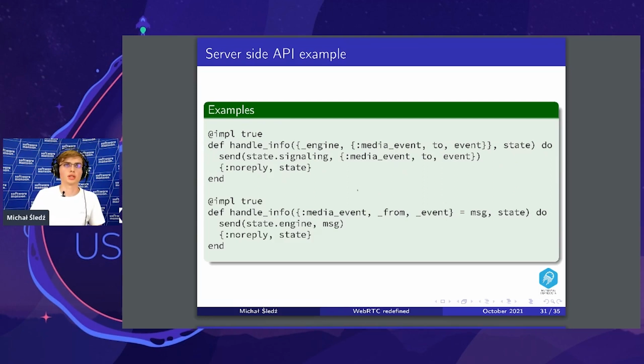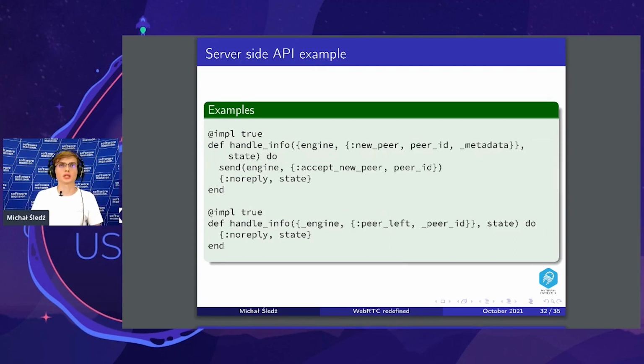And next, we are also prepared for receiving media events from the network, and we just put this into our engine by sending it to the engine. We can also receive two notifications. One notification is about a new peer, and whenever a new peer appears, we can accept it or deny it. And we can also receive a notification that a peer left.